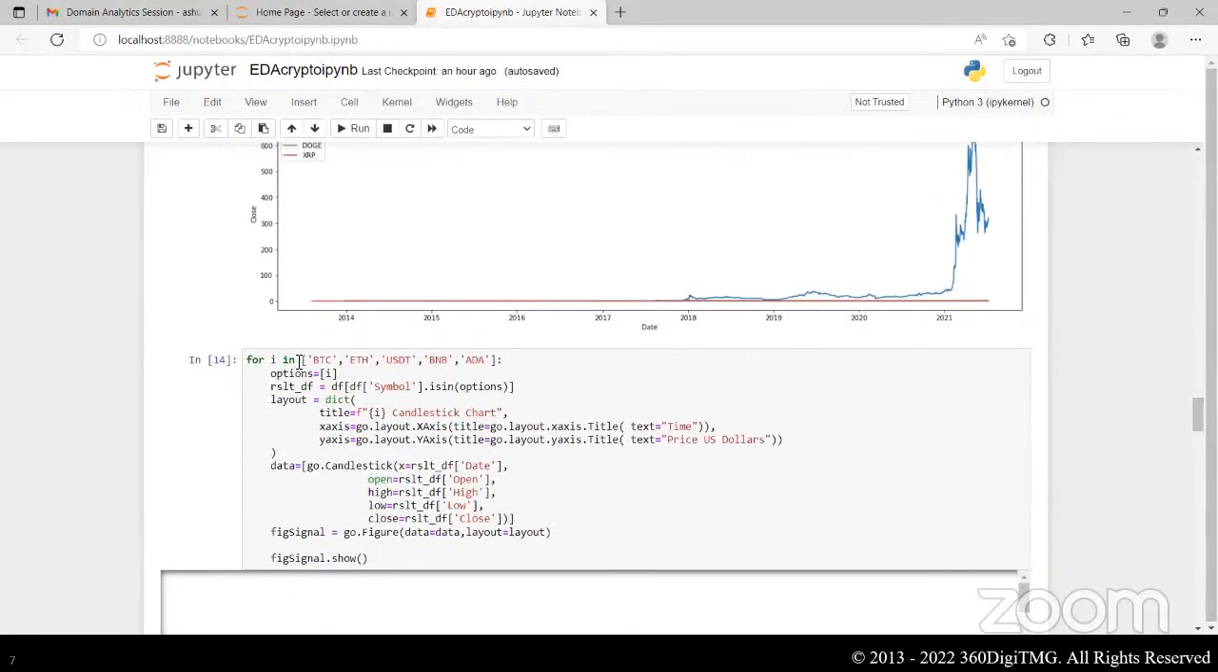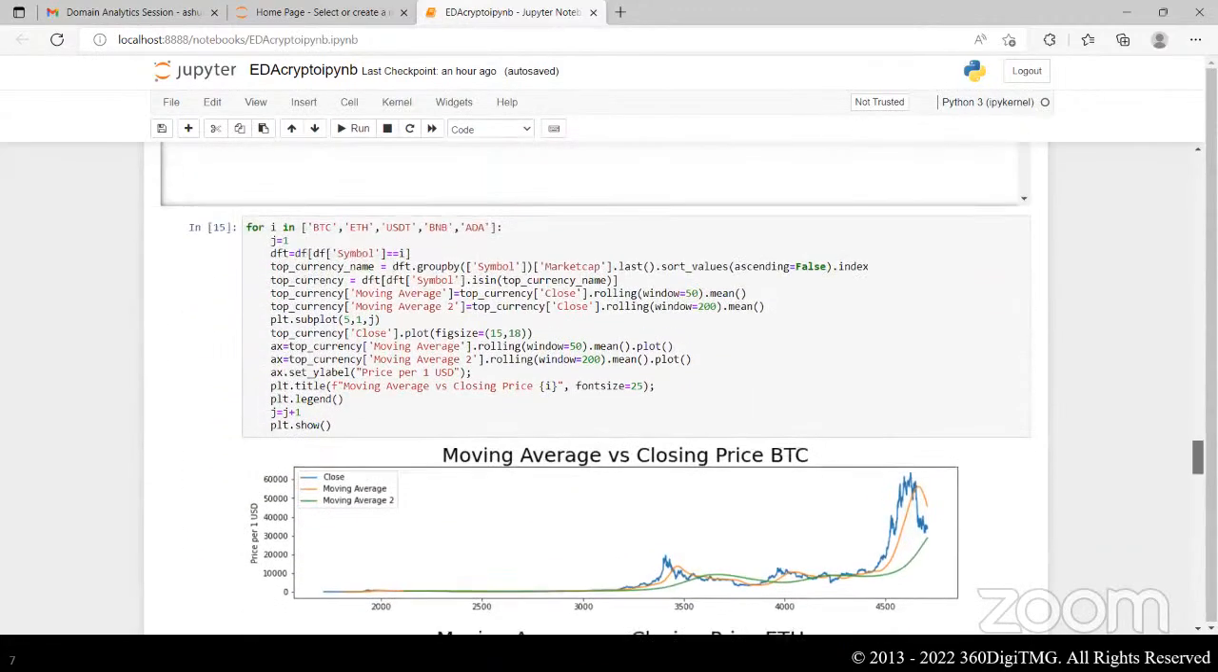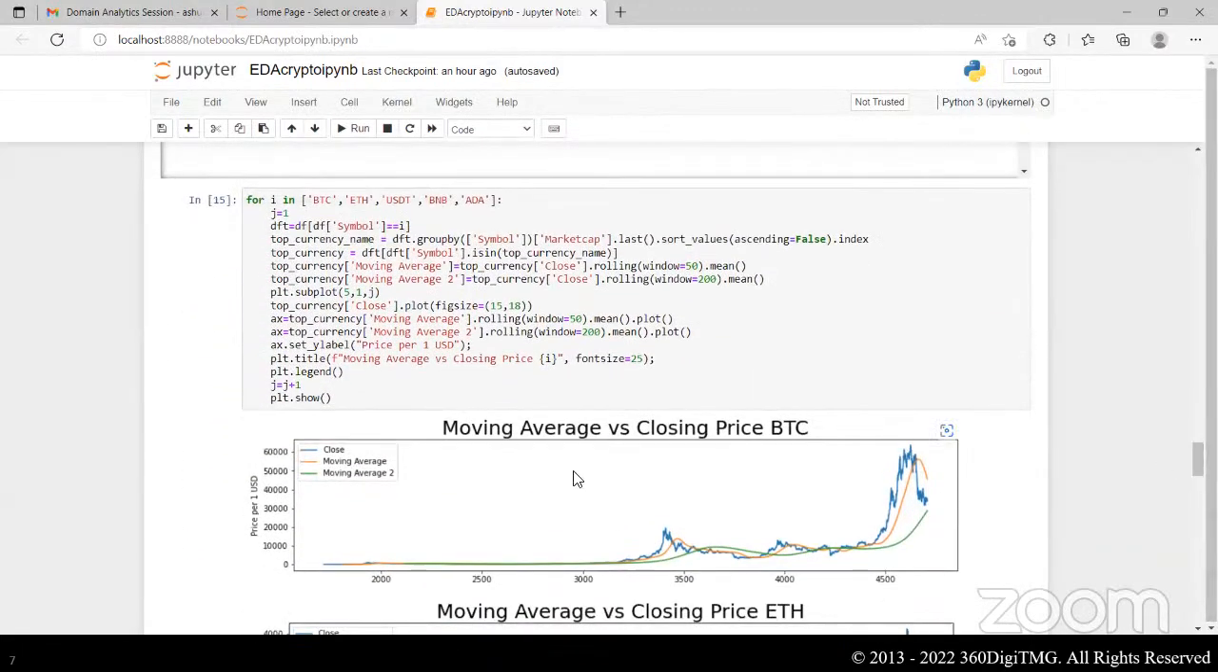Now, for all the values in Bitcoin, Ethereum, top 5 cryptocurrencies, options I'm choosing as i. I'm saying from the data frame take the symbols which is equal to options, and I'm creating a candlestick chart over here. Initialize the various parameters. And this is the candlestick chart I'm making, which is showing me the moving average versus closing price for Bitcoin.